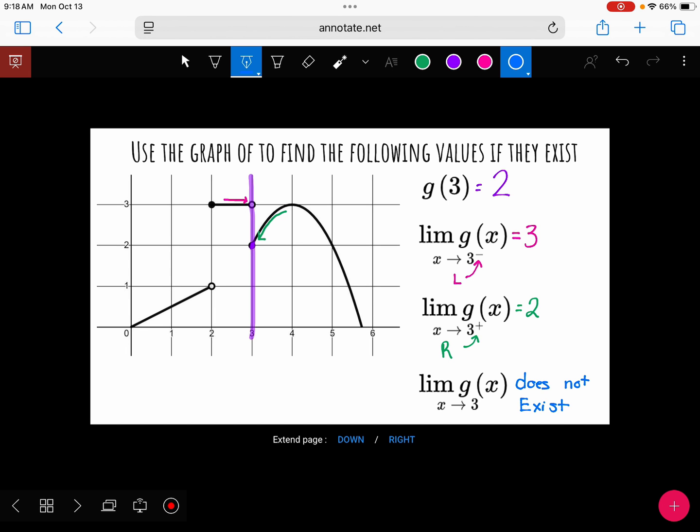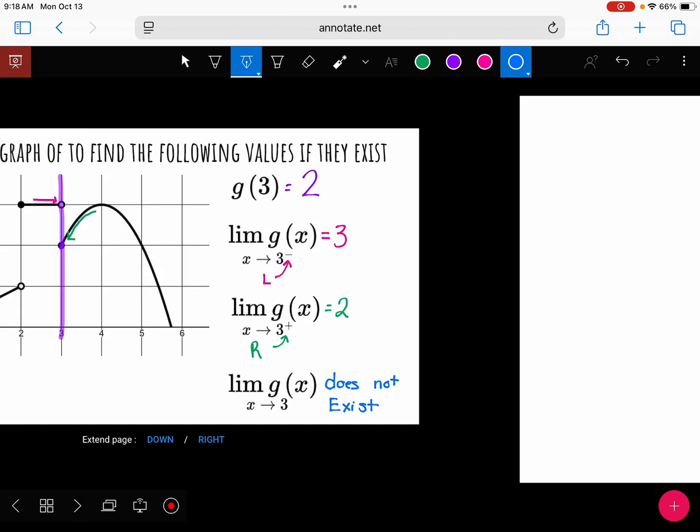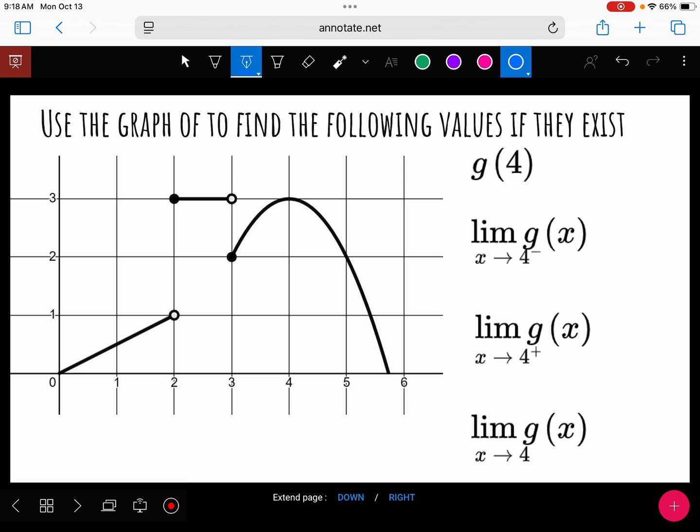Questions on those 4? One more set on this graph. Very similar. We did when x is 2. We did when x is 3. Now we're going to do when x is 4.